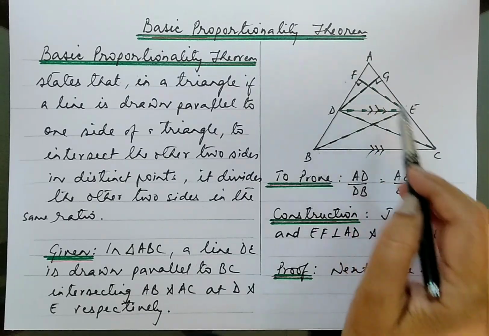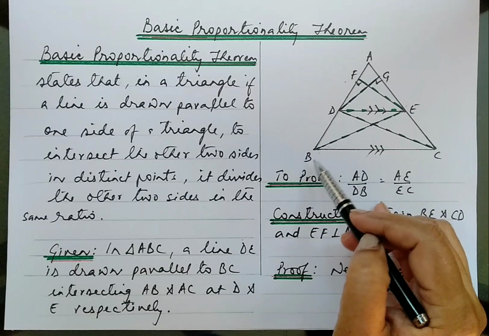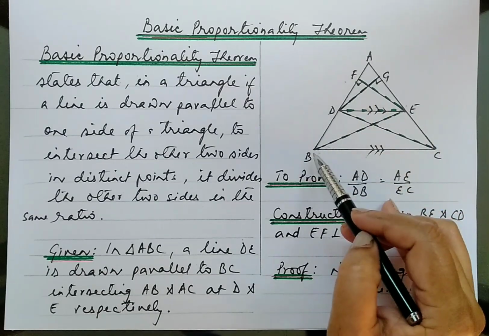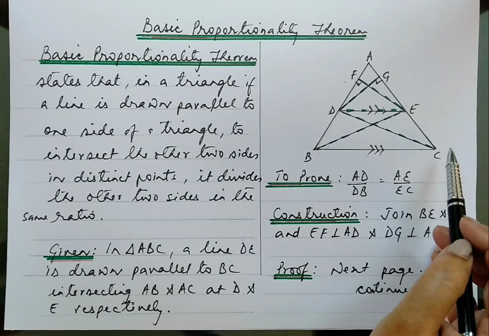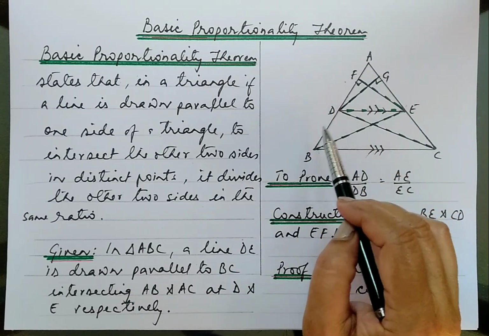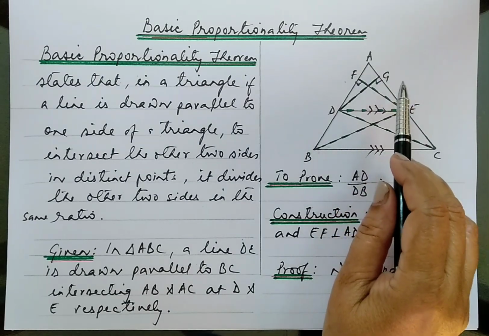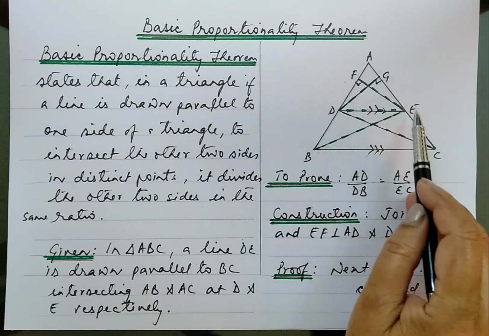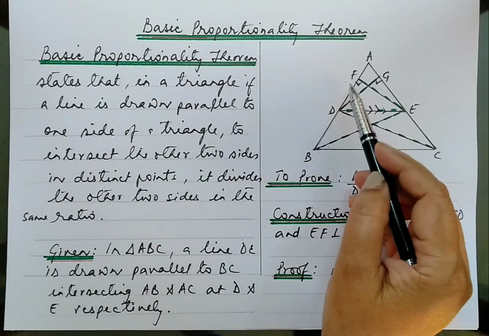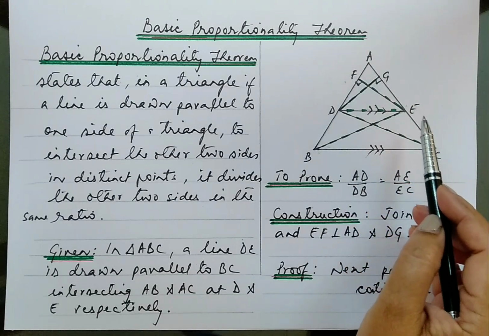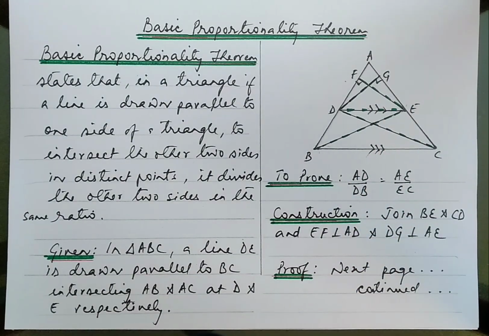Then what happens to the other two sides? They are cut in a manner that their ratio, say AD upon DB and AE upon EC, will be the same. If this is 2:5 in ratio, then we'll find that even AE upon EC will be 2:5. If this were to be 1:1, this also will be 1:1, and so forth.